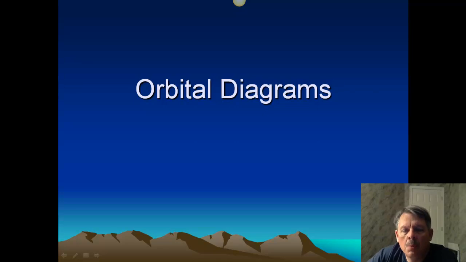So today we're going to talk about orbital diagrams. There's got to be a better way to do what we're doing. This is just too complicated. There are too many little circles, too many drawings. Let's try and make this a little bit easier.